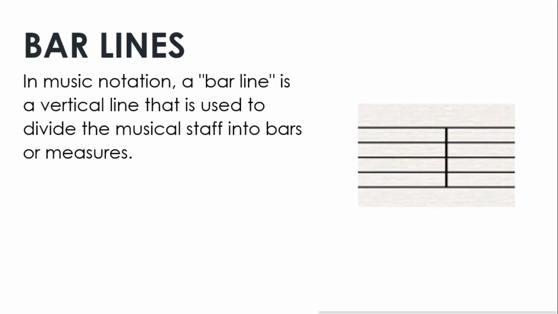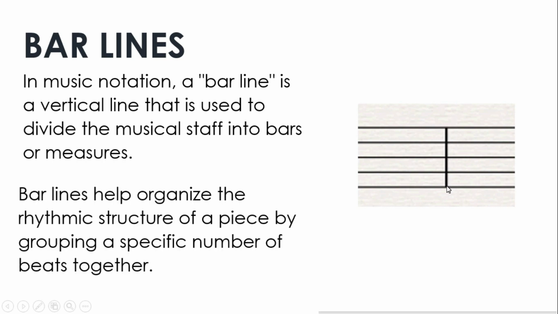Let's look at the bar line very well. In music notation, a bar line is a vertical line that is used to divide the musical staff into bars or measures. This is the bar line, a vertical line that helps to divide the musical staff into different bars. So this is the bar line. Bar lines help organize the rhythmic structure of a piece of music by grouping a specific number of beats together.